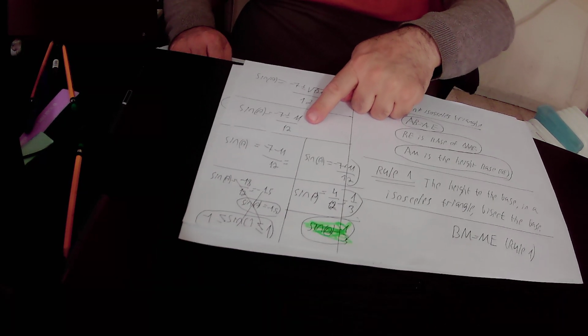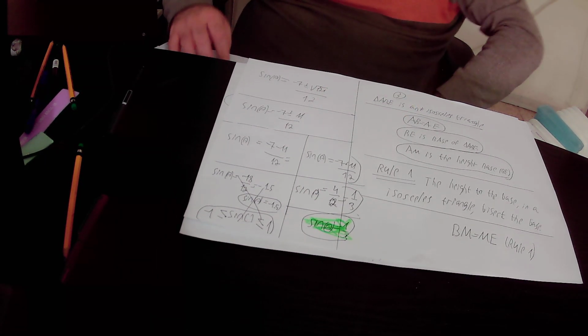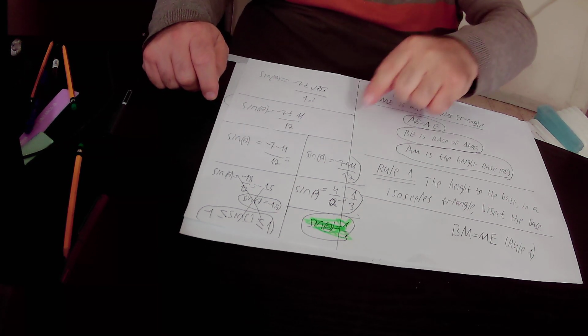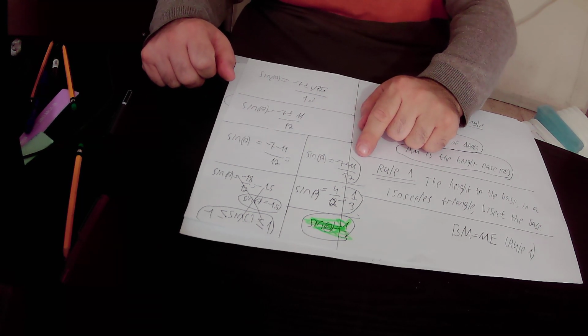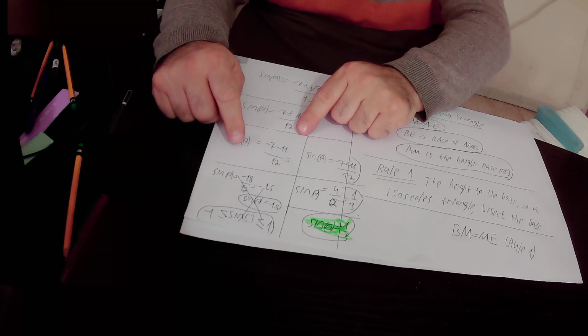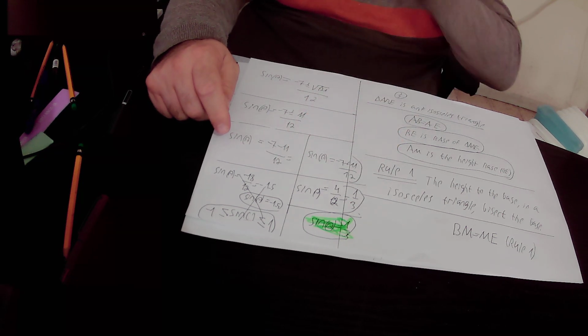So we have here two possible solutions for sine theta. The first solution is sine theta equals minus 7 minus 11 over 12, and the second solution is sine theta equals minus 7 plus 11 over 12. So minus 7 minus 11 is minus 18. Minus 18 over 12 is minus 1.5.